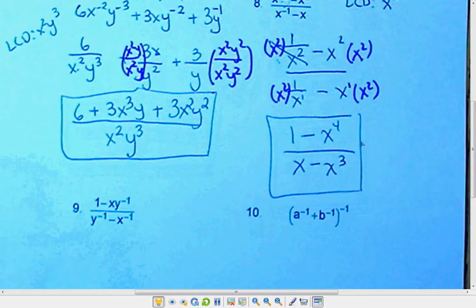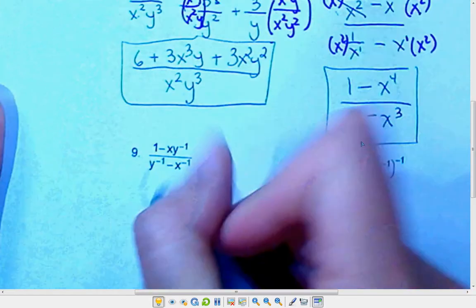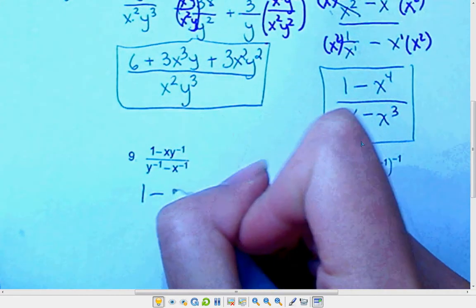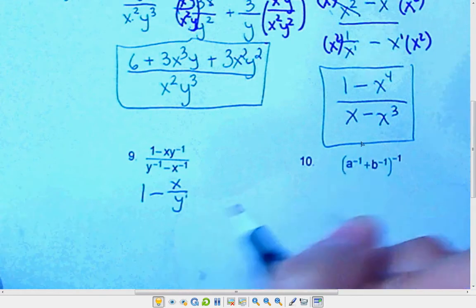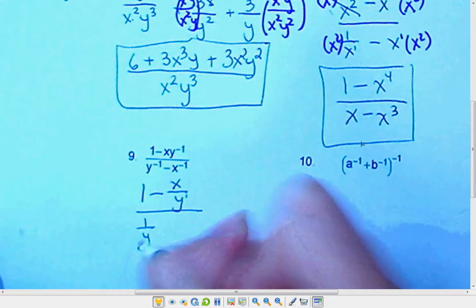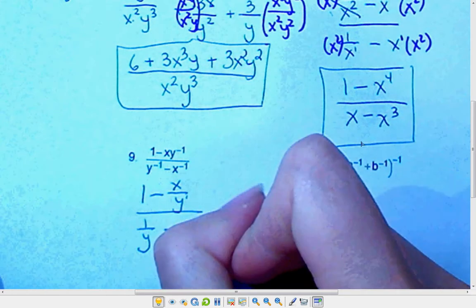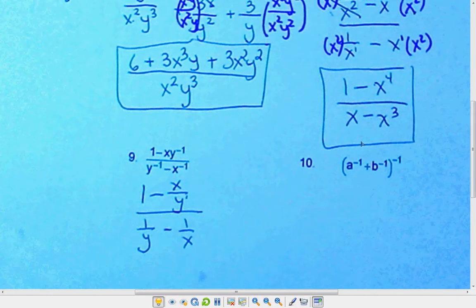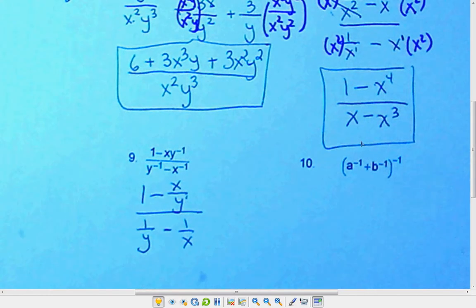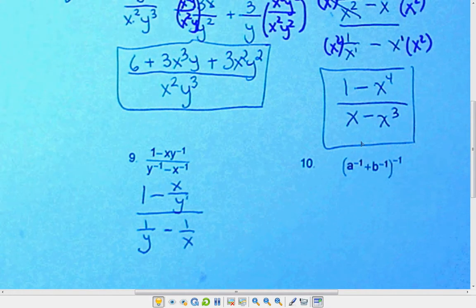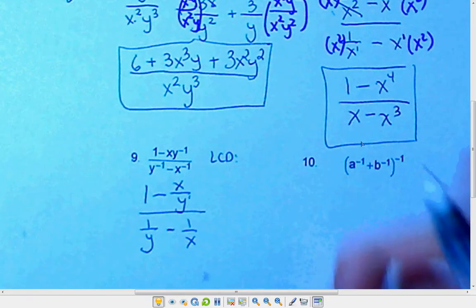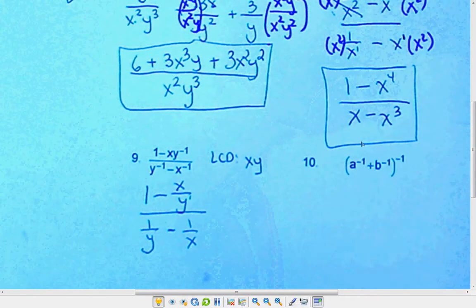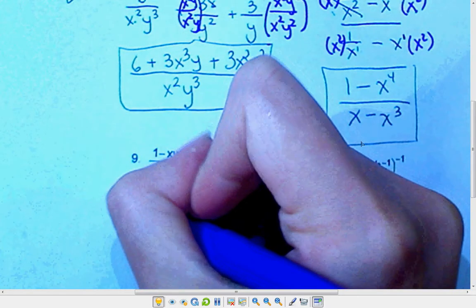So number 9 is very, very similar to number 8, where again we're going to first rewrite with our negatives at the bottom. So in this case, x stays on top, y goes to the bottom, y to the 1. Over here, this is 1 over y to the 1 again, minus 1 over x. So again, all of your negative exponents move to the bottom because they were on top. And now we're looking at our LCD. So our LCD is, we have an x and a y. We want to multiply everything by xy.